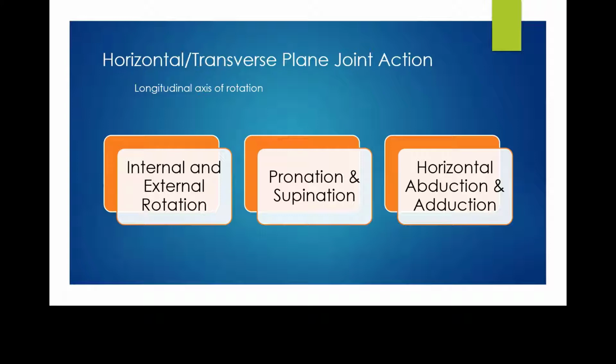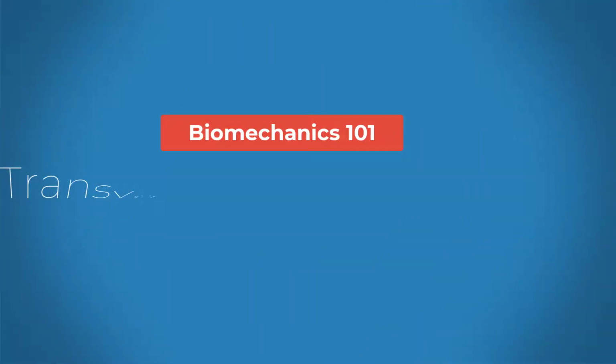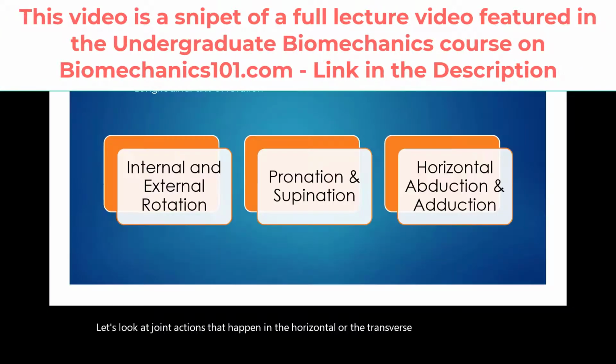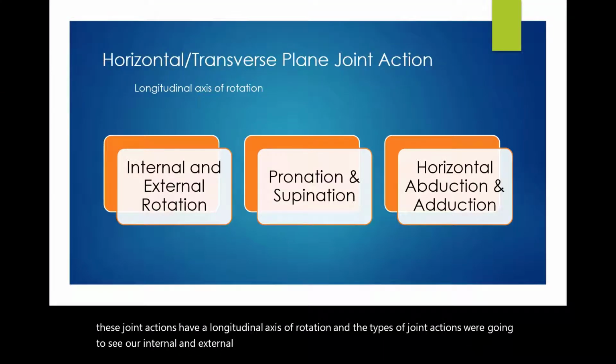Okay, let's look at joint actions that happen in the horizontal or the transverse plane of motion. All of these joint actions have a longitudinal axis of rotation, and the types of joint actions we're going to see are internal and external rotations, pronation and supination, and horizontal abduction and adduction.